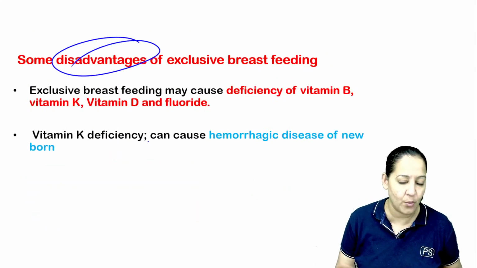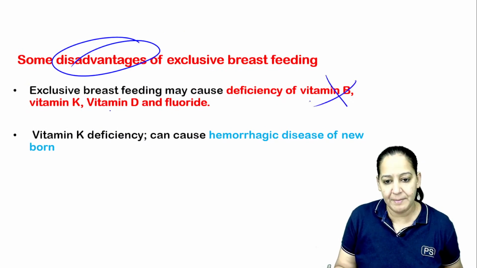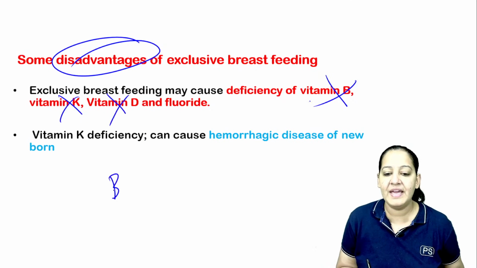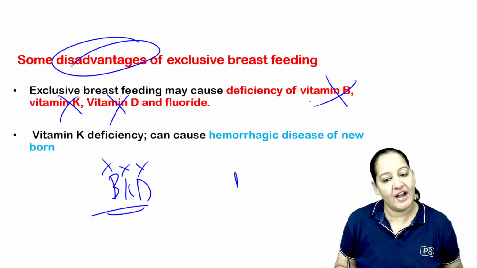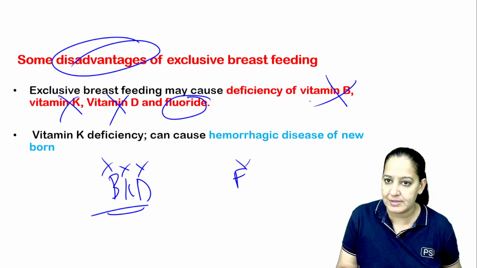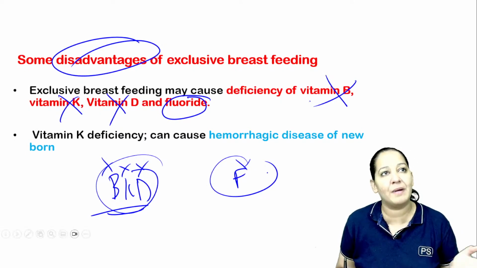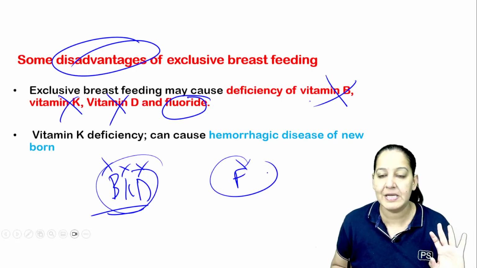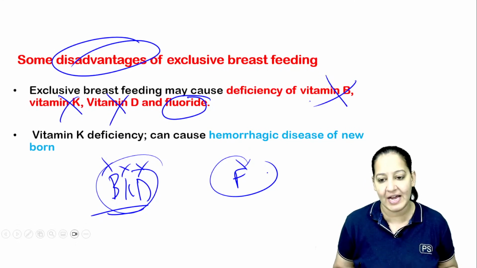So what are the disadvantages of breastfeeding? Breast milk does not contain vitamin B, K, D. B, K, D. Please learn. No B, no K, no D in the breast milk. And fluorine is also absent among the minerals. Among the vitamins, these 3 are absent. Among the minerals, only fluorine is absent, but calcium, iron and other minerals are present. Among minerals, fluorine is not there, and among vitamins, B, D, K are not there. Okay, that you have to learn.